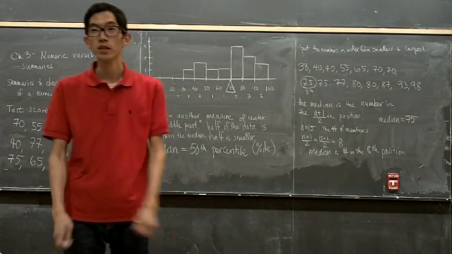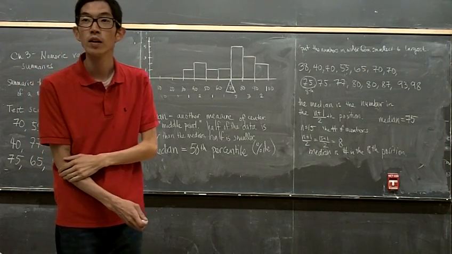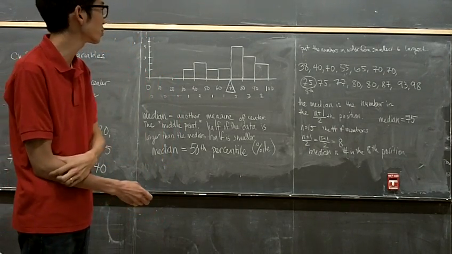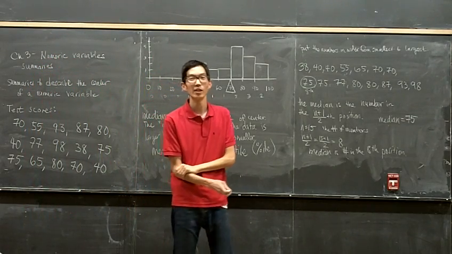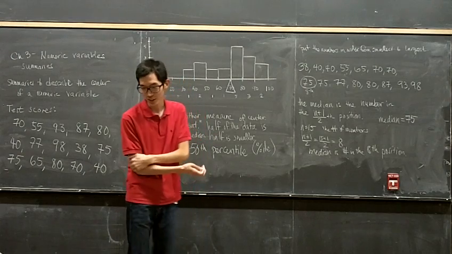Yes? Why did you put the 1? Why can't it just be the middle number? It is the middle number. N plus 1 over 2 gives you the middle number. Okay? That's just how it goes.